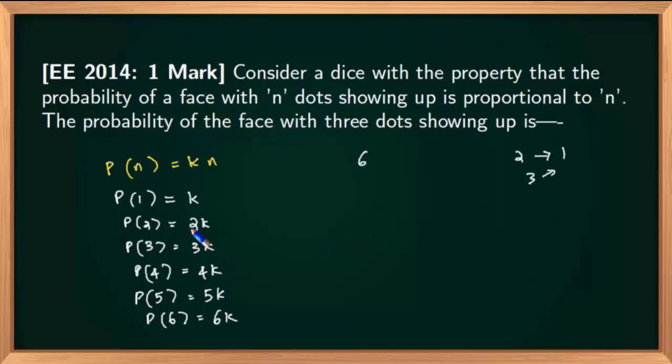So I am going to add these 6 things, which gives 21k. The sum of these things is equal to 1, or k is 1 by 21. Now I can find the individual probabilities. I am supposed to find the probability of the face with 3 dots showing, which is 3 into k, with k being 1 by 21, which is 1 by 7. So the probability of getting a face with 3 dots will be 1 by 7.